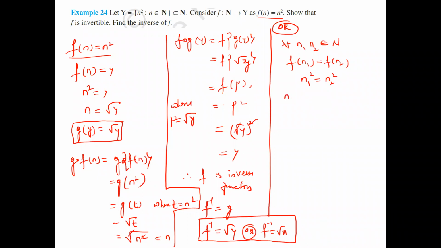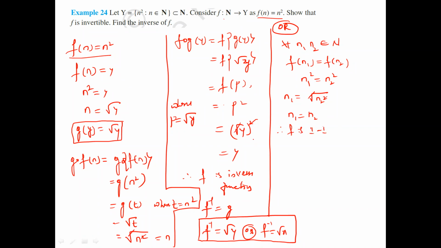Now n1 equal to root of n2 square. The square root and square get cancelled. What is the answer? n2. But here we are not getting the negative value. Why? Because the n value is nothing but the domain here, n1 and n2. What is that? Natural number. We take only n2, but we do not take minus. Why? Because it is a natural number. There is no negative number. Therefore, very clearly, f is 1-1.